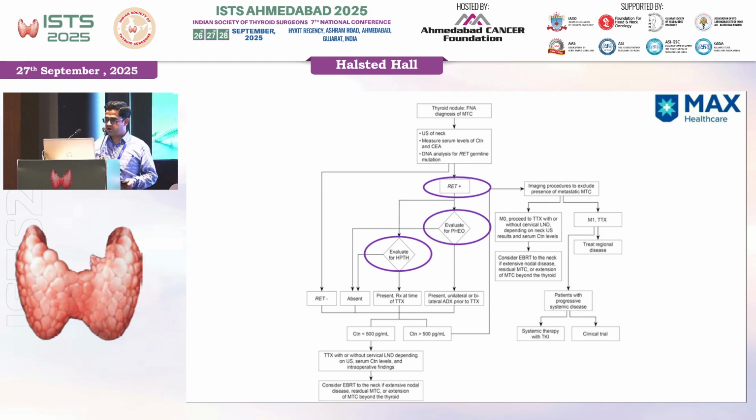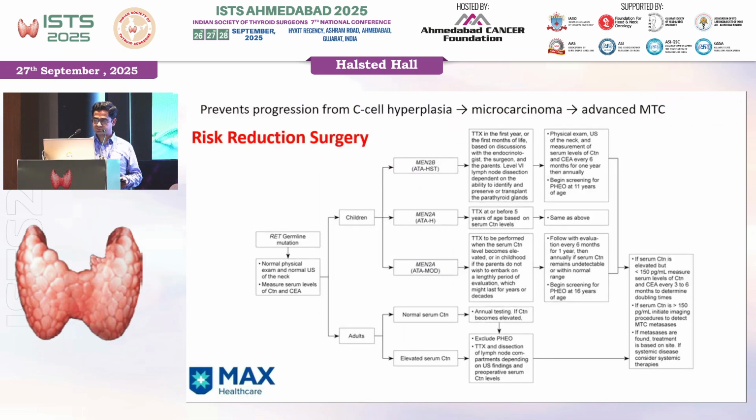Now, if the RET proto-oncogene is positive, then we need to assess whether FEO is present or not, and whether it's unilateral or bilateral. Of course, FEO needs to be addressed before we go on with the CA thyroid. After that, we need to see whether there's coexisting hyperparathyroidism. If it's there, then we need to address it along with total thyroidectomy. Now, here is the important concept of risk reduction surgery. RET mutation causes C-cell hyperplasia, which can result in microcarcinoma, and this can then result in advanced medullary CA thyroid. So that's why we need to catch these cases and address them in a timely manner.